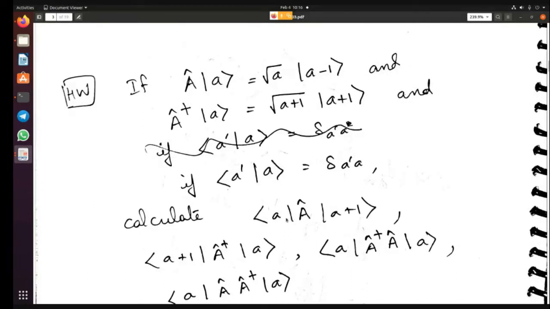Now this is an interesting problem, and this is in the discrete space, as you can see, right? So this is a wave vector A. When an operator A acts on the wave vector, you get root of A. This is just a number, right? This is an eigenvalue eigenvector equation. So this is just a number, root A, and then you get the previous wave vector, which is A minus 1. Similarly, when A dagger acts on the wave vector A, you get root of A plus 1 times the next vector, which is A plus 1.